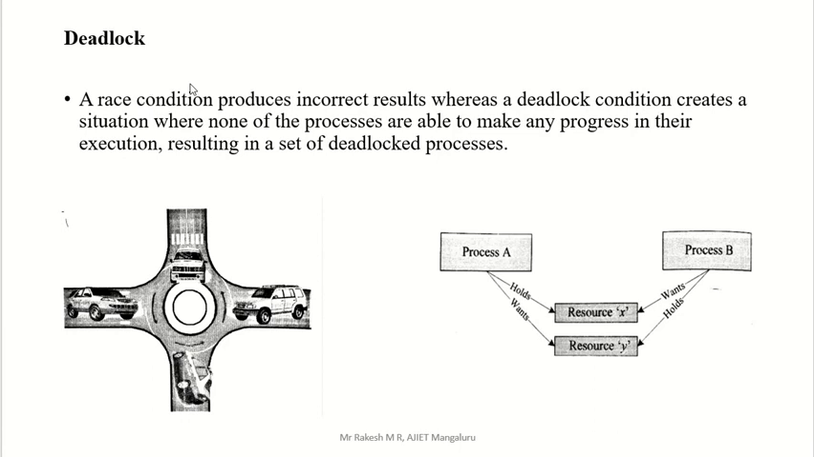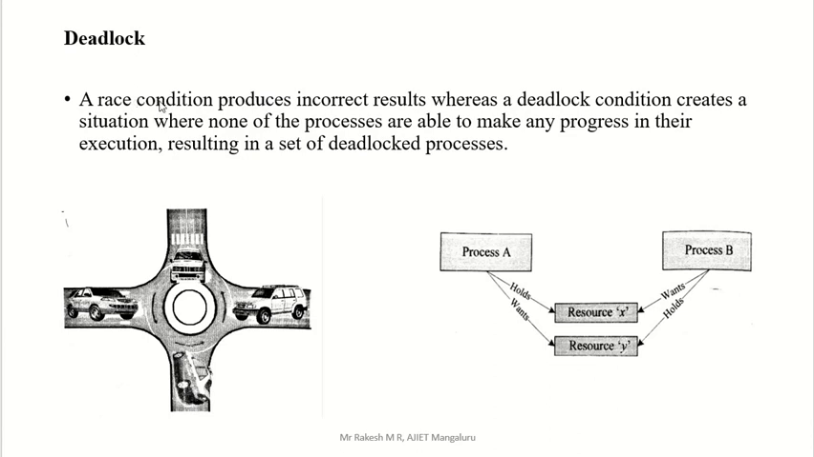A race condition produces an incorrect result, whereas a deadlock condition creates a situation where none of the processes are able to make any progress in their execution, resulting in a set of deadlocked processes. Here, the race condition is what we saw in the previous case.